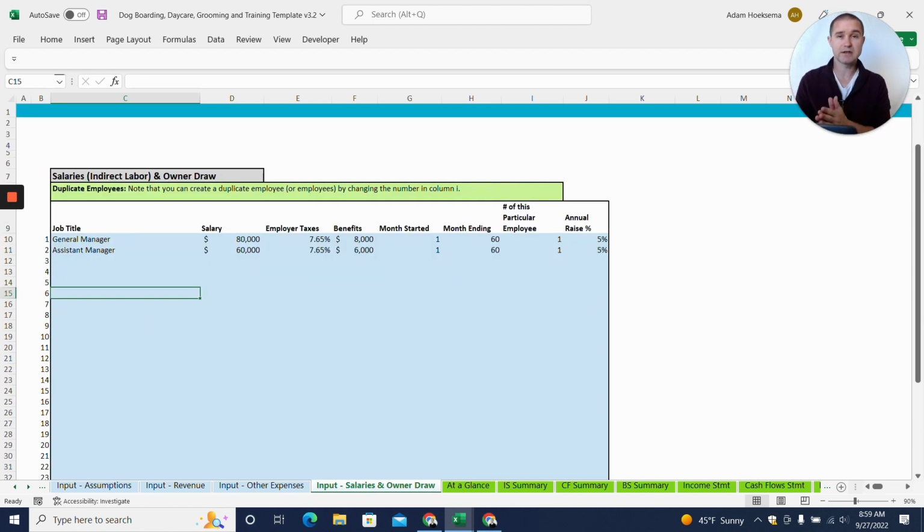Now, we have already put in a lot of the labor expense for the caretakers, for the grooming and daycare, for front desk staff, and all those direct, the groomers and trainers. Put those direct labor expenses in already. So you don't want to re-enter in those salary positions here.